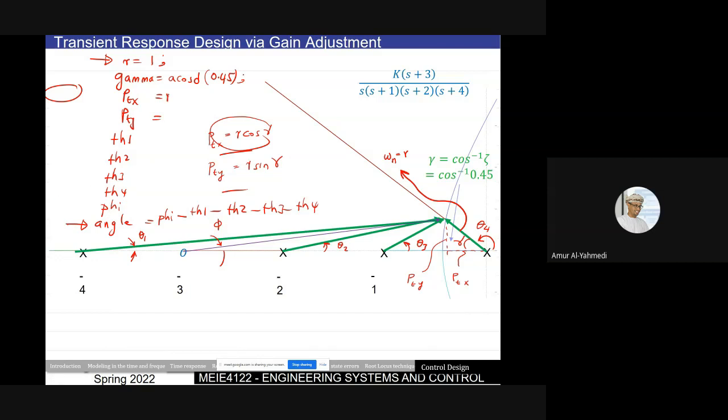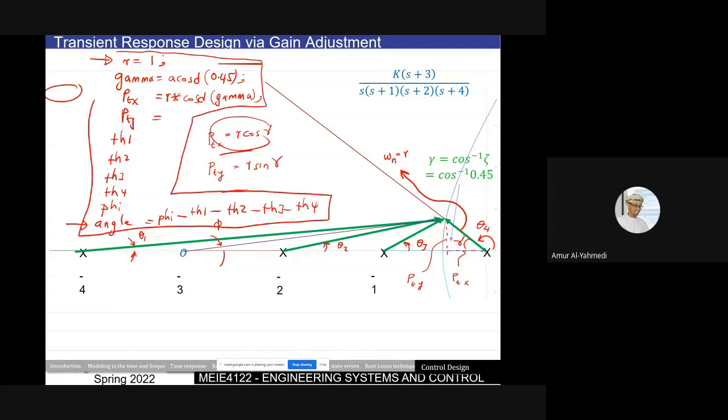So this will be R times cosine in degree gamma, and so on. And you write the rest. So this is the program that you have to write. This is the program. So I'll give you 5 minutes.